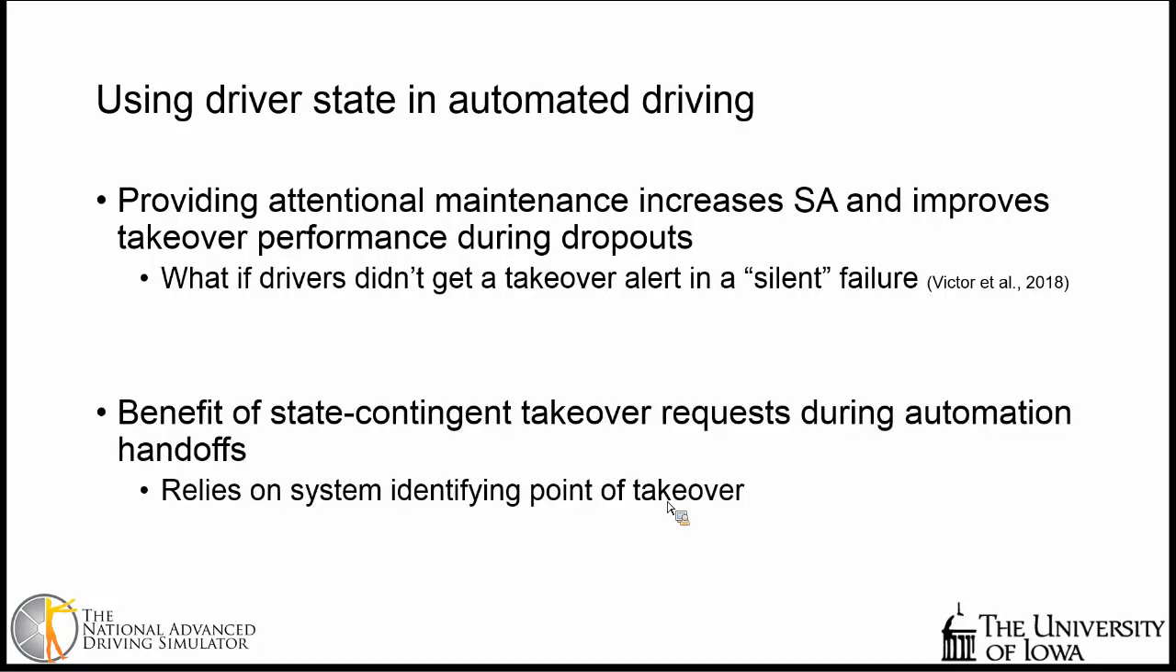The second takeaway is that there seems to be some benefit from providing this state contingent takeover request information, but there are challenges in implementing that sort of system, in that it requires the vehicle to be able to sense what's happening up ahead. It has to know that something's happening, and it has to know with enough time to modify the takeover process to give the distracted driver more time. So there does seem to be some benefit, but from an implementation perspective, there are also challenges in terms of modifying takeover.